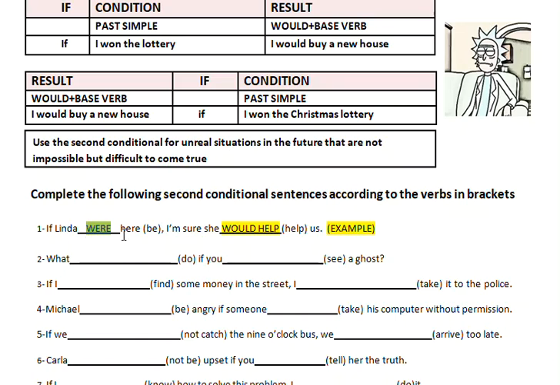Okay? I used the simple past here, and if I used the simple past here, I need to use the auxiliary verb would in the other sentence with the infinitive form of the verb. Si ya utilicé el pasado simple en la primera oración donde tengo if, entonces en la siguiente oración necesitaré utilizar el auxiliar would con la forma infinitiva del verbo.